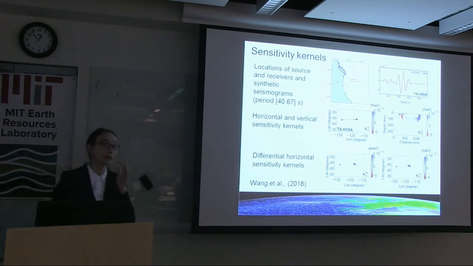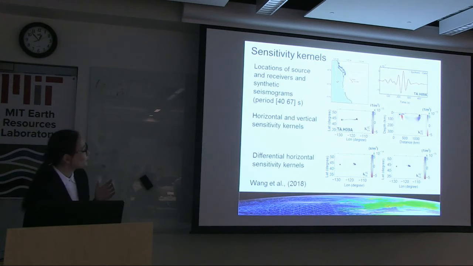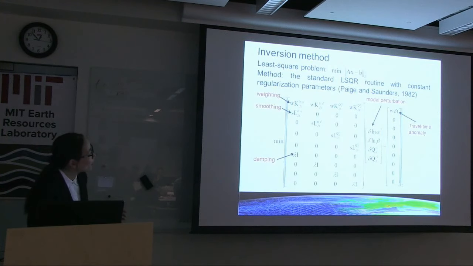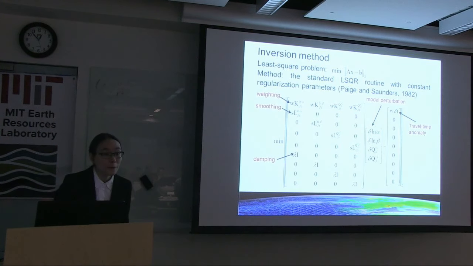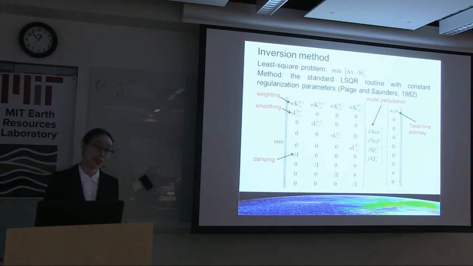Let me answer the first question. It is about how the different parameters, like velocity and Q, trade off with each other. When you do velocity and attenuation inversion, they tend to contaminate each other. Basically, it's very hard to separate the effect of velocity and attenuation. That's why we propose to use joint inversion, where at one time we invert 4 parameters.